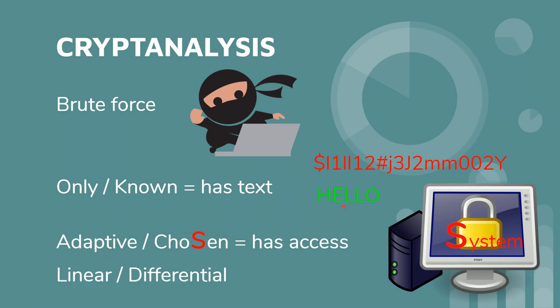Differential is also going to have the word different or difference. Basically, it's going to try to compute the differences between the ciphertext to try and obtain the key. So that word difference is going to be in there.